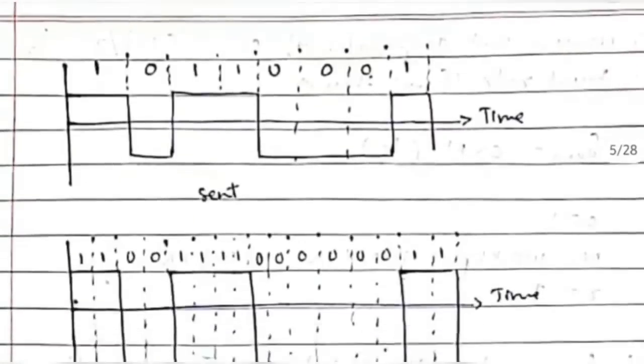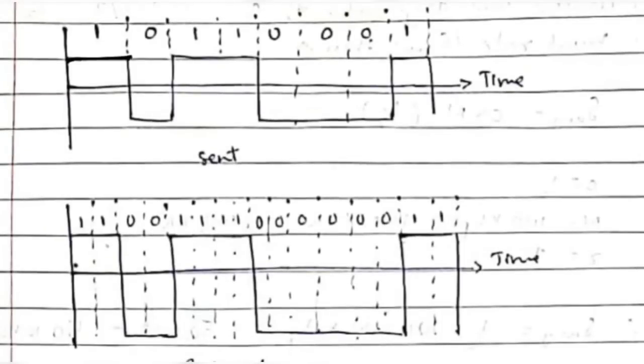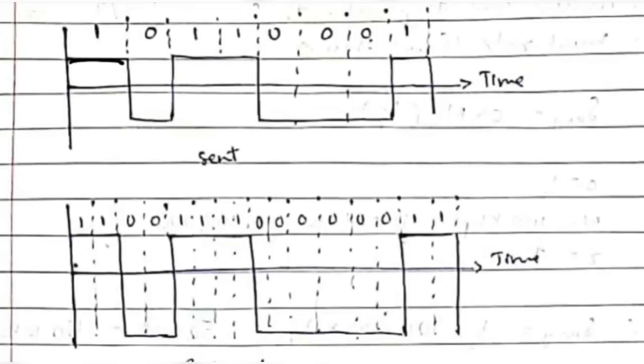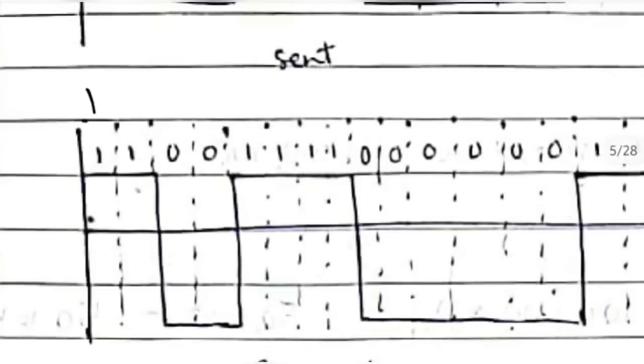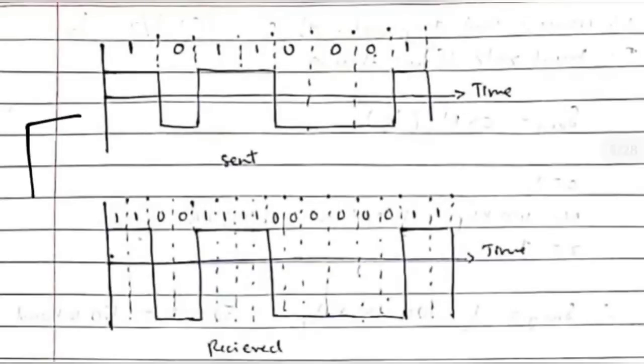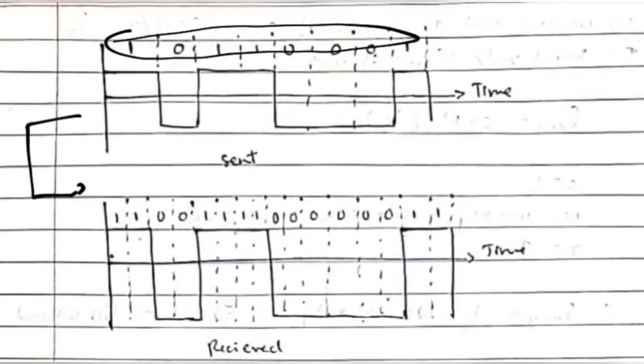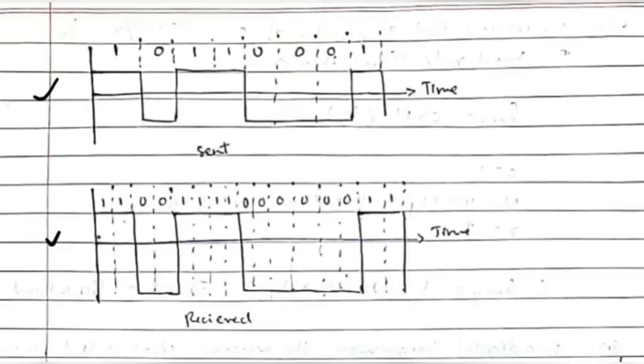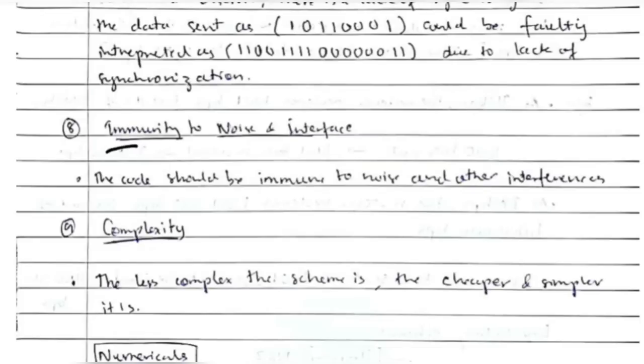For example, see here, this is the data sent: 1, then 0, then 1, 1, 0, 0, 0 and 1. But on the receiver's side, the receiving data is twice as fast as the sending data. So what happens is, while this data is sent as 1, the receiver thinks that 2 times the 1 is sent. This is the first bit and this is the second bit. In that way, the received data will be different than the sent data, because of lack of synchronization. So it's very important to synchronize the speed between the sender and the receiver to ensure the correct transmission of the data.